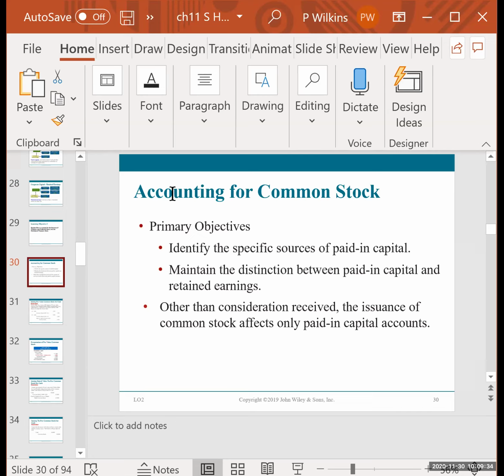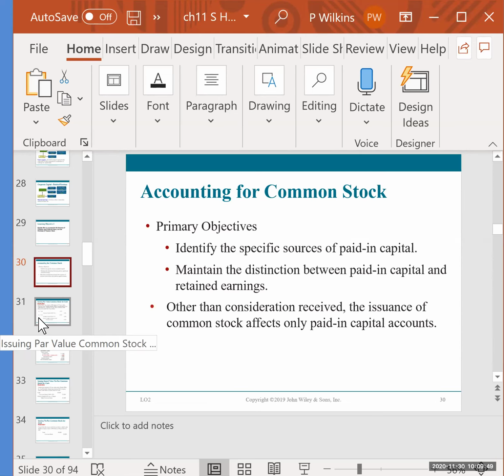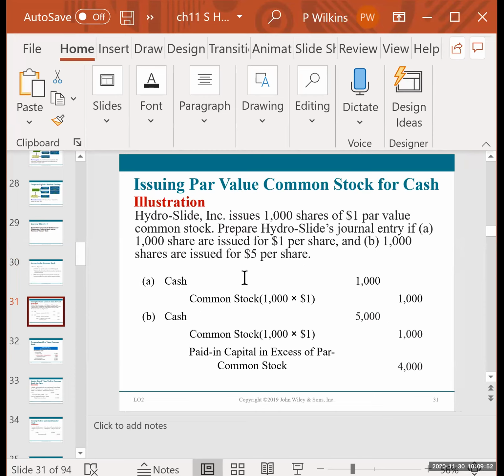So when stock is issued, they maintain a difference between what the value of the stock is and if you sell it above what the value of the stock is, which would be excess of the paid in capital. So that's what the slide here is talking about. So we're going to look at a sample here on this slide. Okay, so Hydroslide issues 1,000 shares of $1 par value common stock. Prepare the journal entry if A, 1,000 shares are issued for $1 per share.